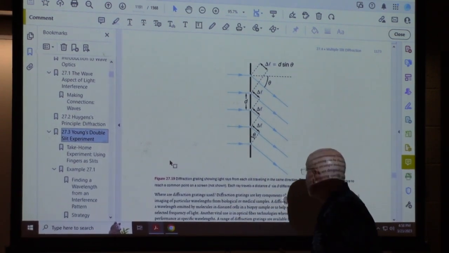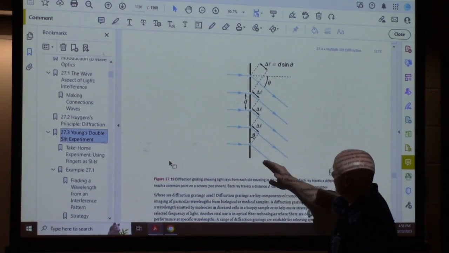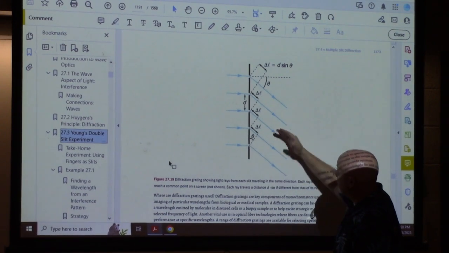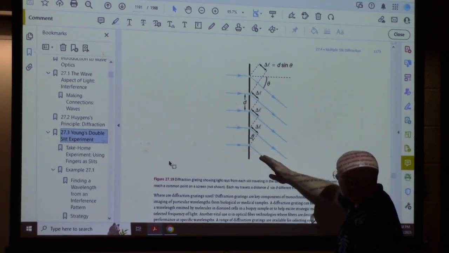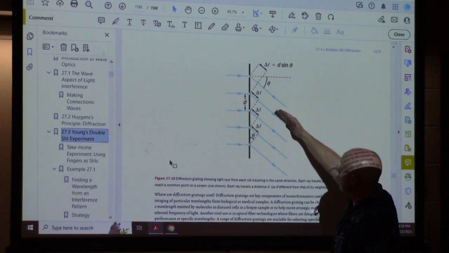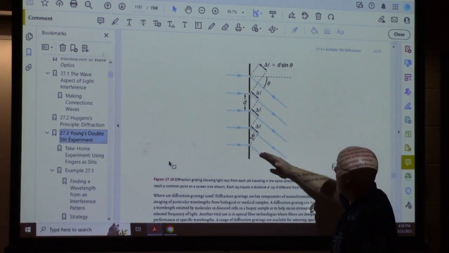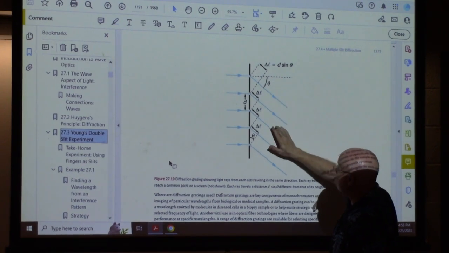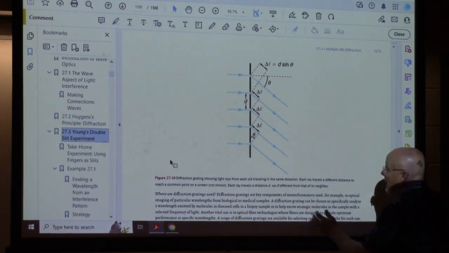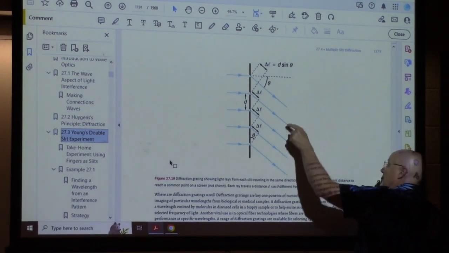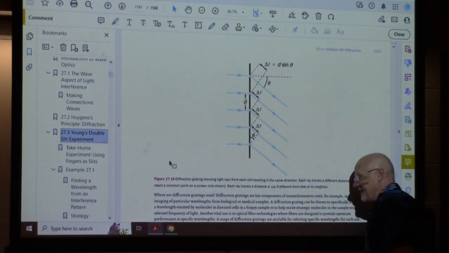Because watch this. Let's take the first one. The second one is 1 wavelength further than the first one. But the third one is 2 wavelengths more than the first one. And then this one up here is 3 wavelengths more than that one. And this one is 4 wavelengths more than that one. But when all 5 of these then meet, this crest would line up, and this crest would line up, and this crest would line up, and that crest would line up.